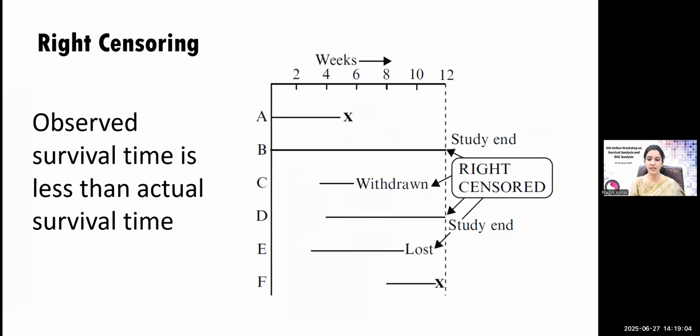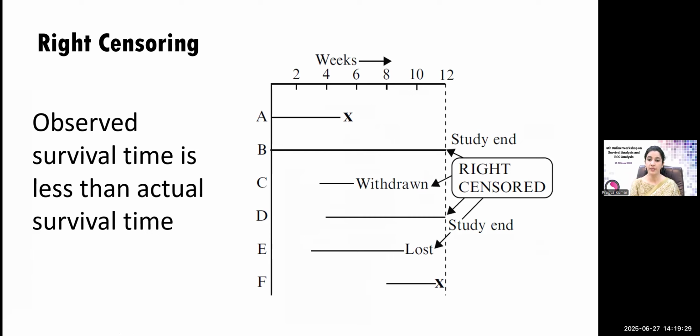In the previous example, which we have just taken to calculate the survival time, for B and for D, the study ended here. And this C person withdrew and this E person was lost to follow-up. So this was all happening towards the right of the follow-up time. That's why it is known as right censored.